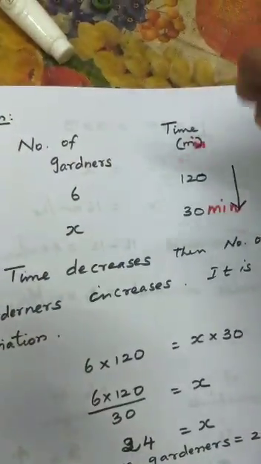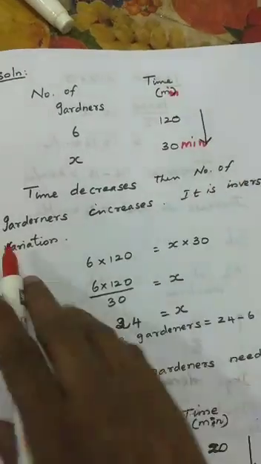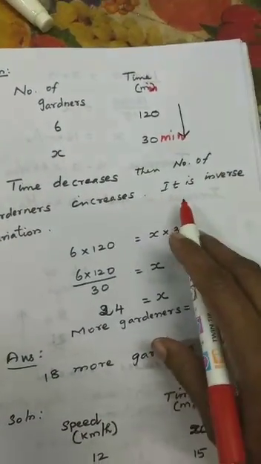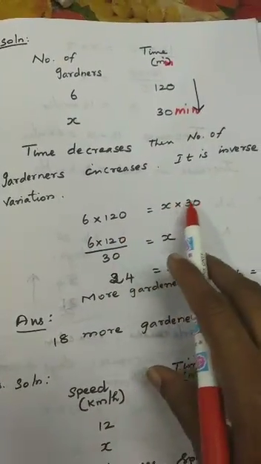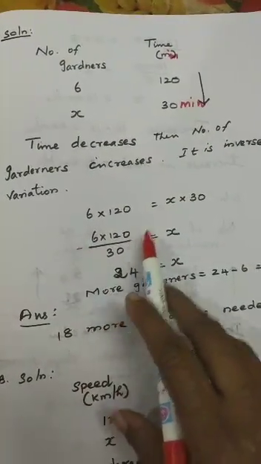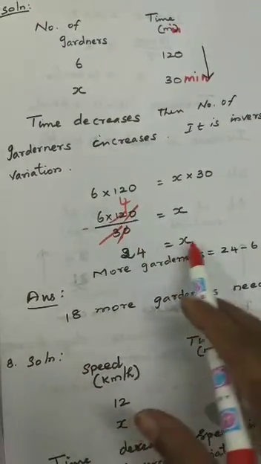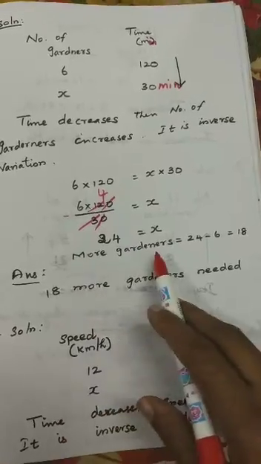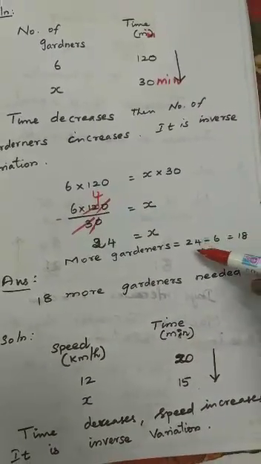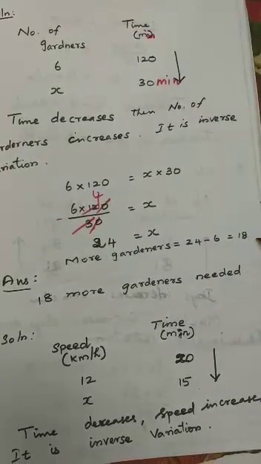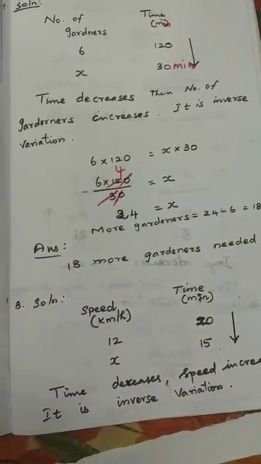Gardeners கூடுனா time குறையாகும். Time decreases, then the number of gardeners increases. It is inverse variation. So 60 into 120 is equal to x into 30. So 60 into 120 divided by 30. Cancel 4. So x is equal to 24. So how many more gardeners do we need to finish in 30 minutes? 24 minus 6 is equal to 18. So 18 more gardeners needed is the answer.